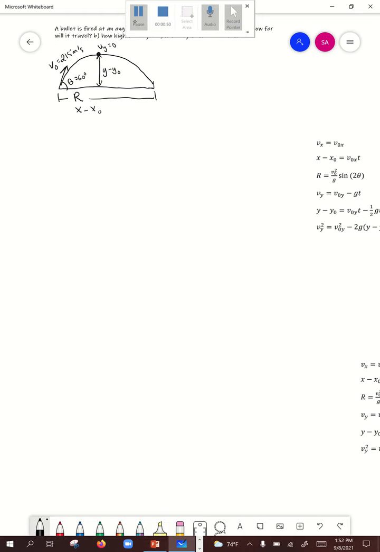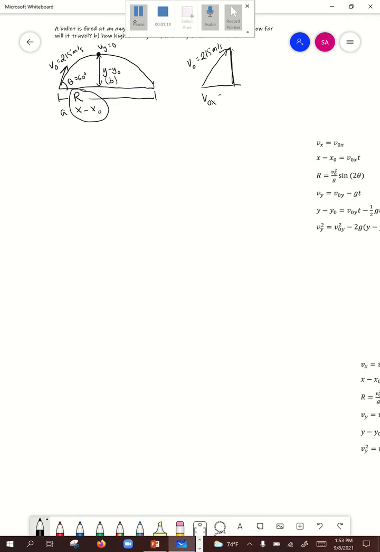So we're asked to find the range in part A, x minus x0. In part B, we're asked to find the height, and in part C, we want to find how long does it take. So the first step always in doing the problem is to take our initial velocity and break it up into an x component and a y component.